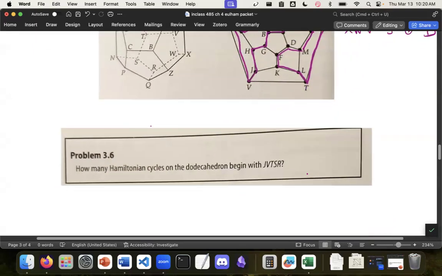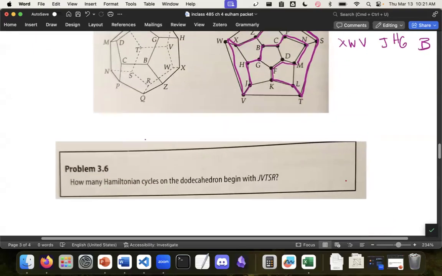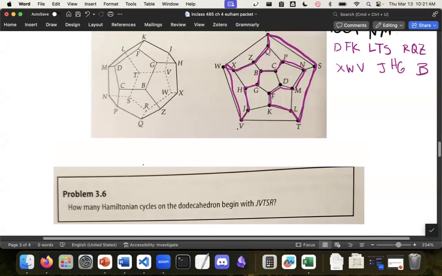Okay, so this is problem 6 on the packet: how many Hamiltonian cycles. The cycle that I just found that goes from B all the way around and back to B is a Hamiltonian cycle. So try it with JVTSR and try to figure out how many there are. First find one, and then try to find another.